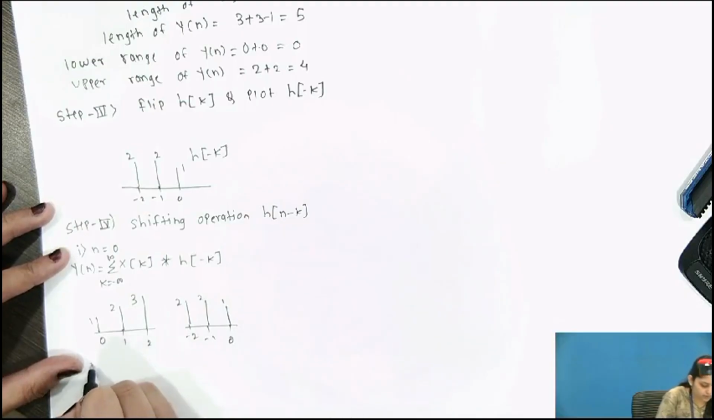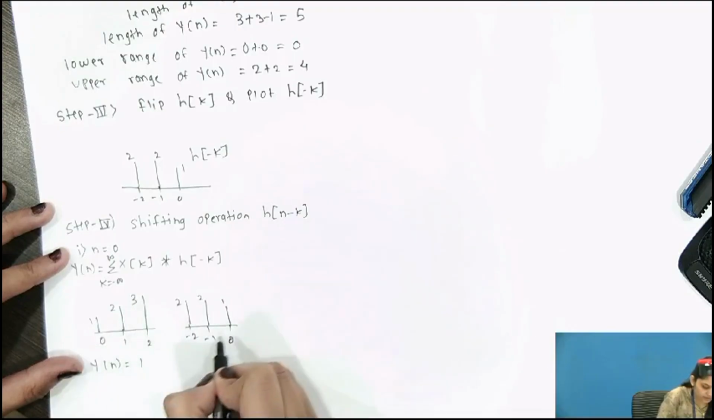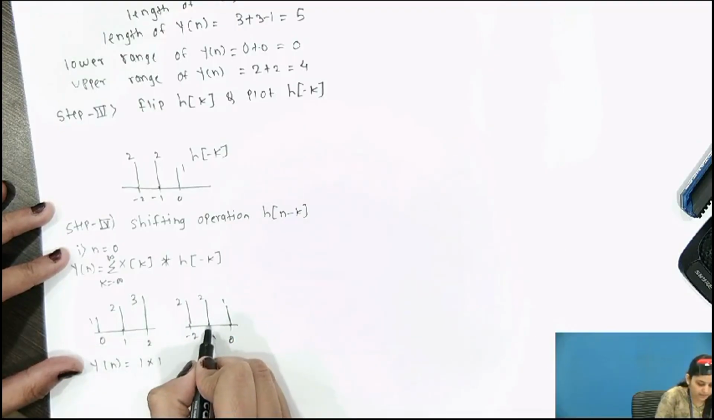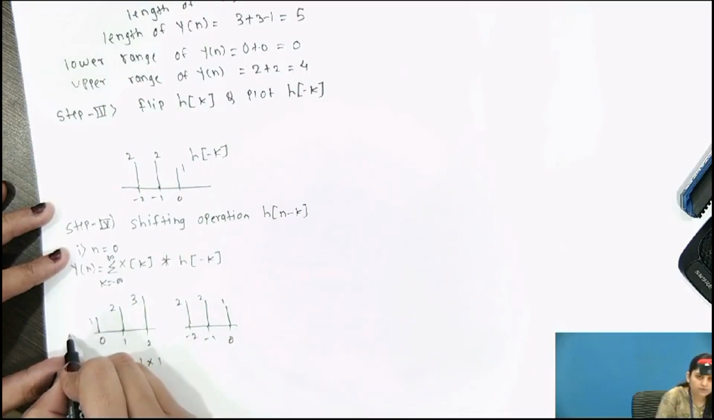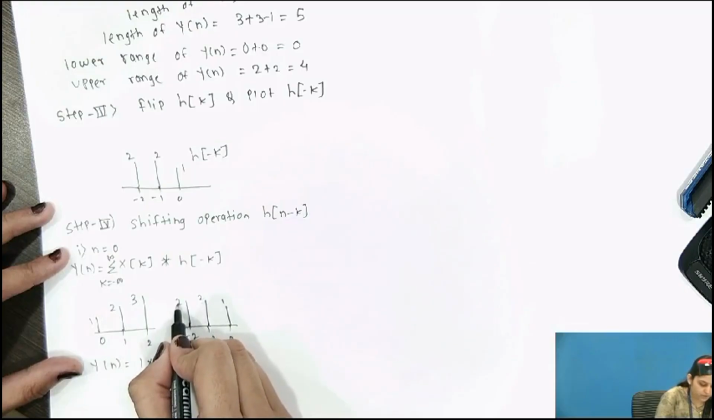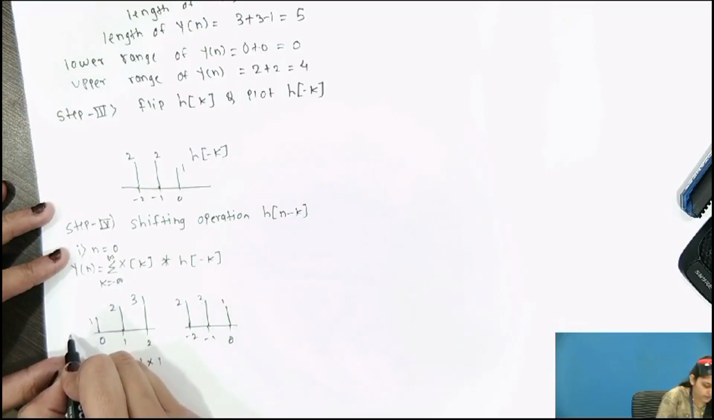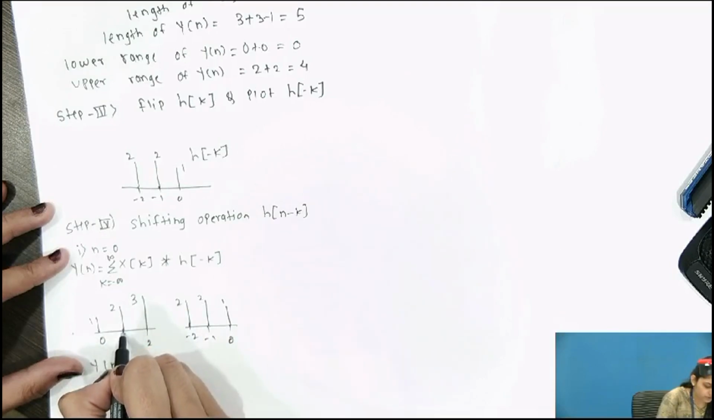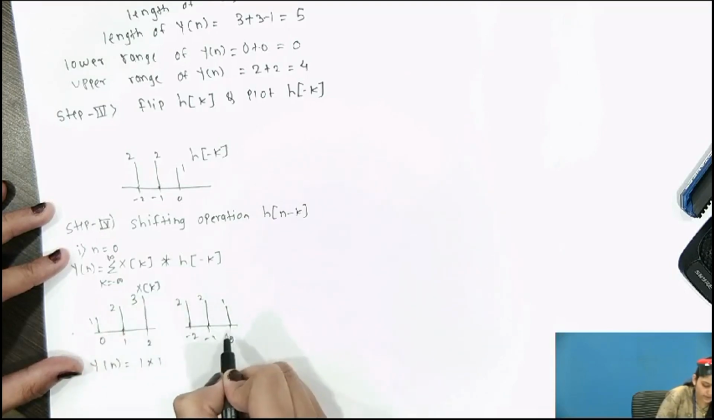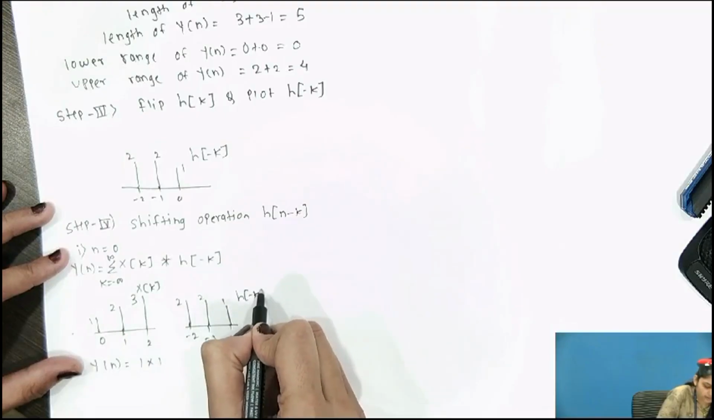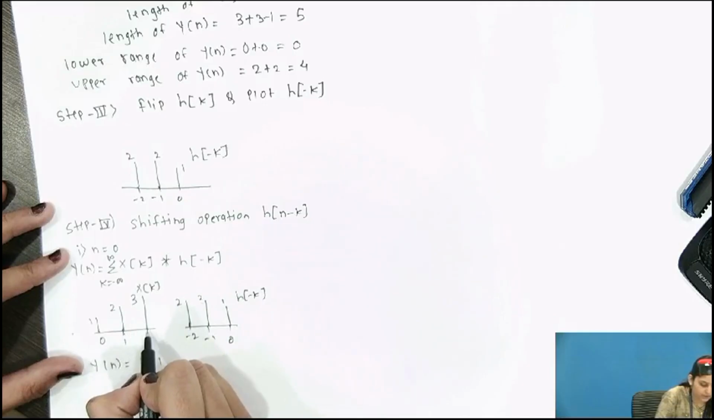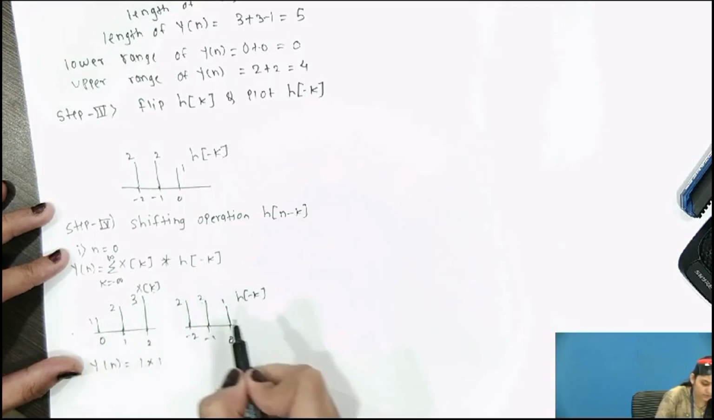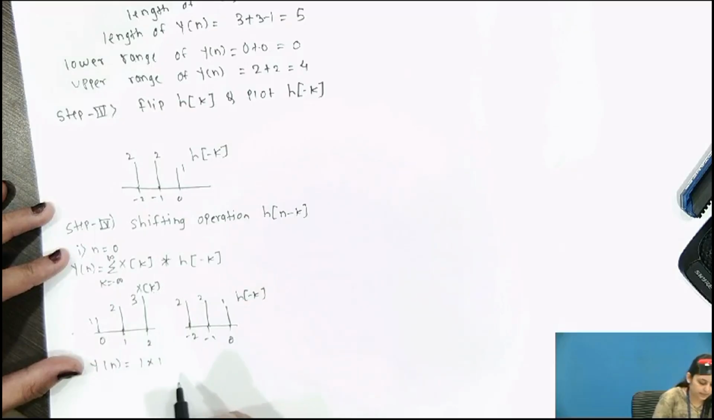Now what we have to find out is y of n at n equal to 0. See, at 0 the amplitude is 1 here, and at 0 the amplitude is again 1 here. At minus 1 the amplitude is 2 here, but here it is 0. Again at minus 2 the amplitude is 2 in h of minus k, but in x of k it is 0, so we add 0, no value. At plus 1 the amplitude is 2 in x of k, but at 1 the amplitude is 0 in h of minus k. When our time is at 2 the amplitude is 3 in x of k, but the amplitude is 0 in h of minus k. So what is our output?